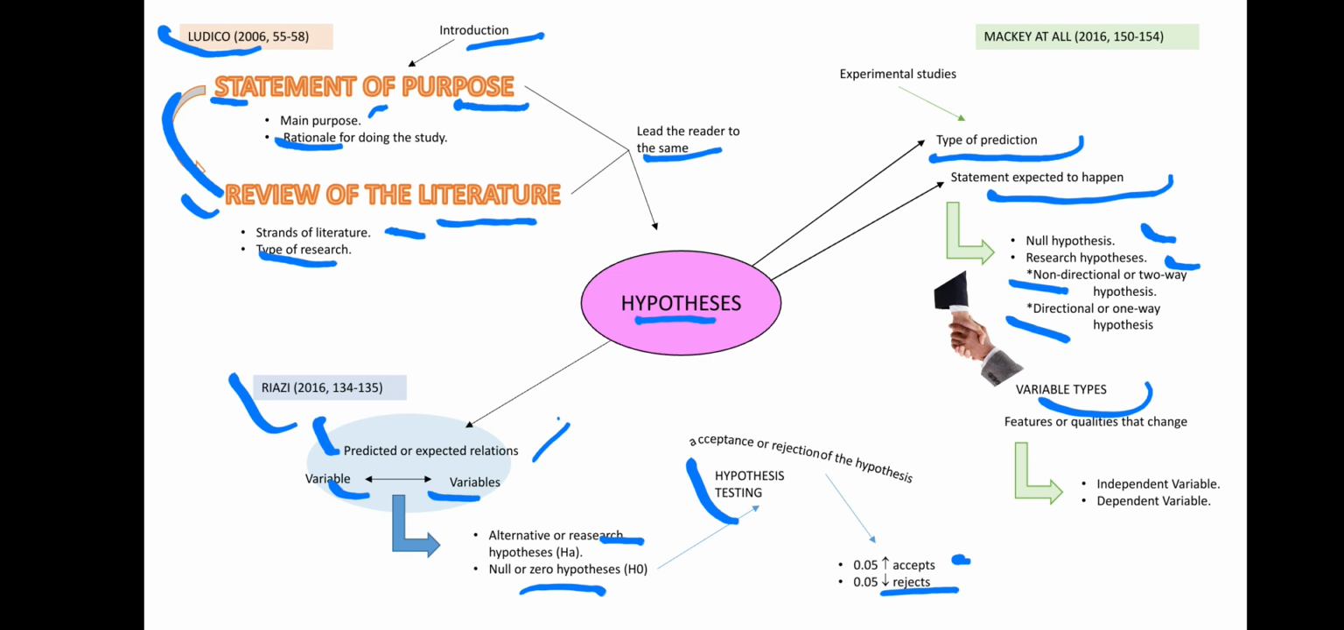There are types of variables, and well, a variable is a feature or quality that can change. There are two types that are independent and dependent.